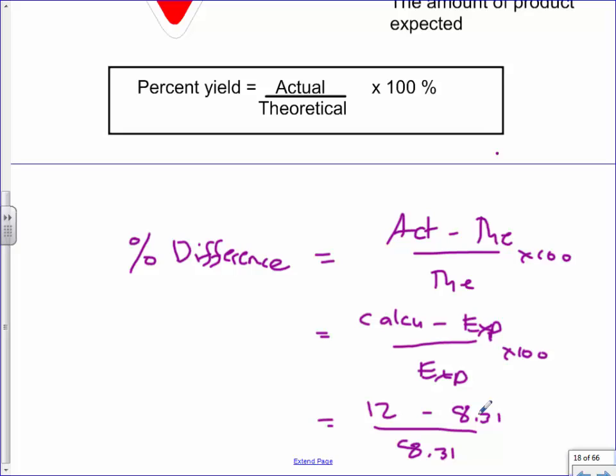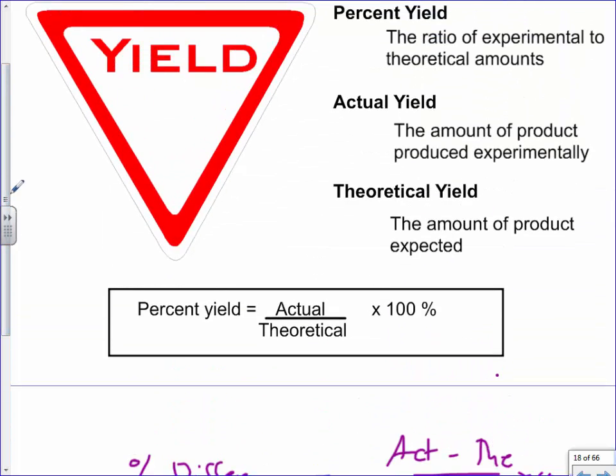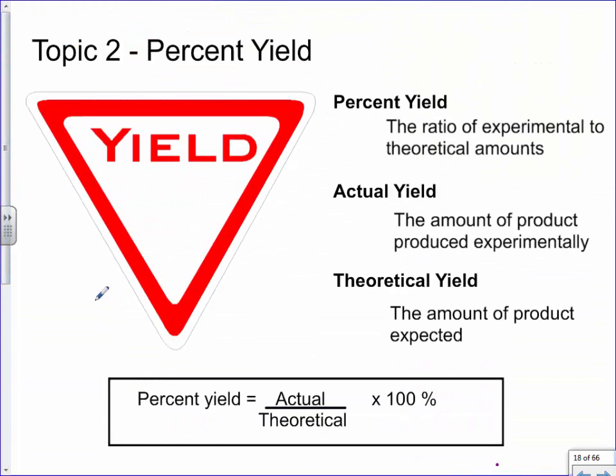Okay. Today I'm going to introduce another term. It's called percent yield. Very similar, but there's no subtract theoretical on here. All you do is actual divided by theoretical times 100. Ideally, for a percent yield, you should get 100%. That would be ideal.